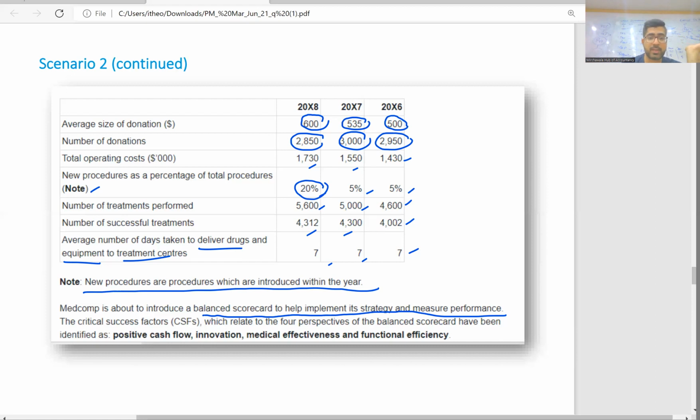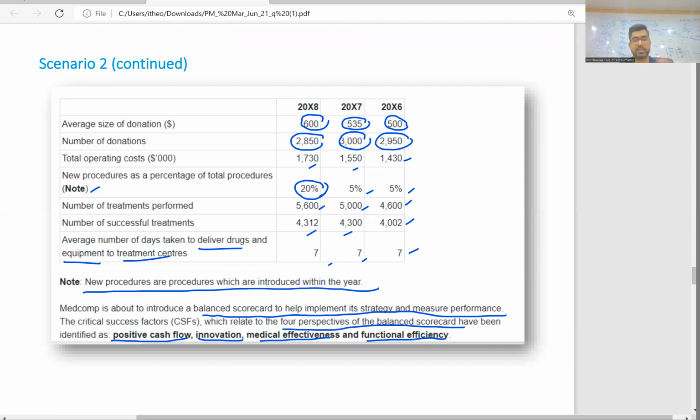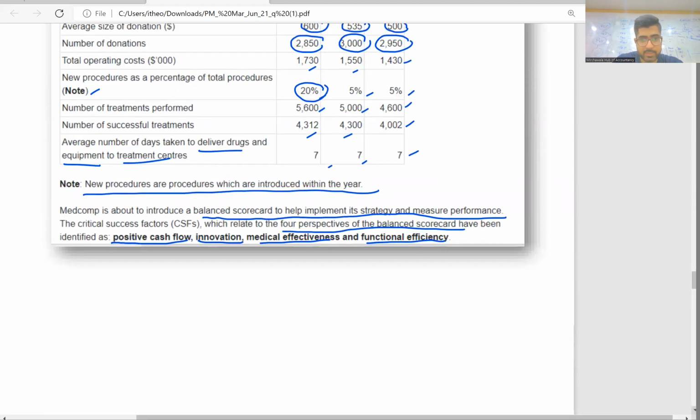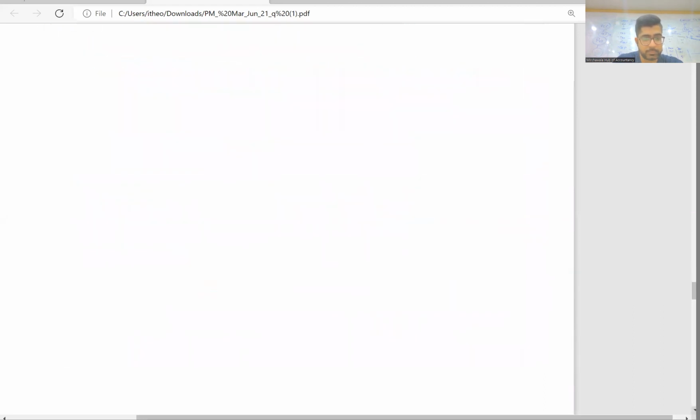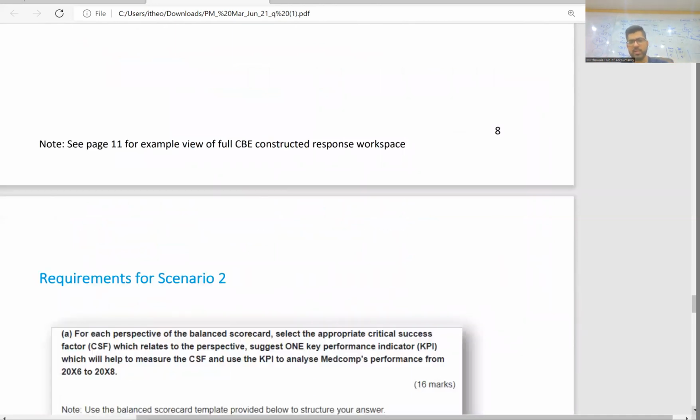So the critical success factors, which relate to the 4 perspectives of balanced scorecard, have been identified as positive cash flows, innovation, medical effectiveness, and functional efficiency. So they have identified the critical success factors which relate to 4 perspectives of the balanced scorecard. To enable success of this company, they must have positive cash flow, they must have innovation, they must have effectiveness and efficiency. Let's see if there is any other data. Okay, that's it. Very small data.